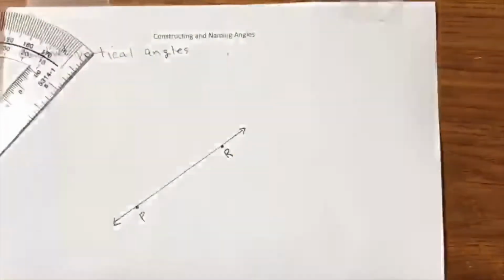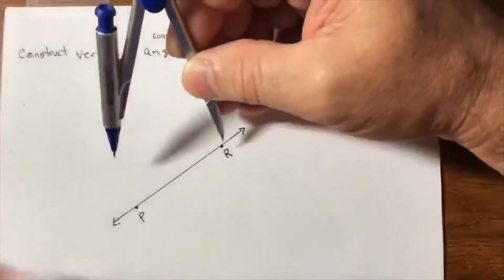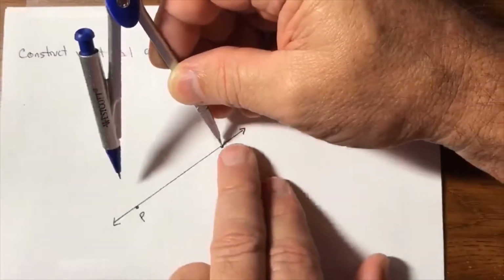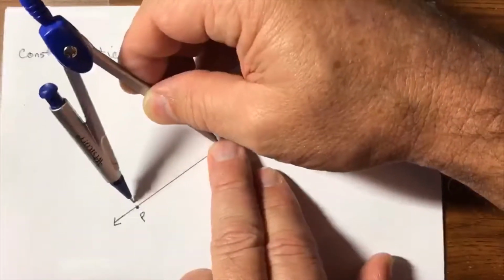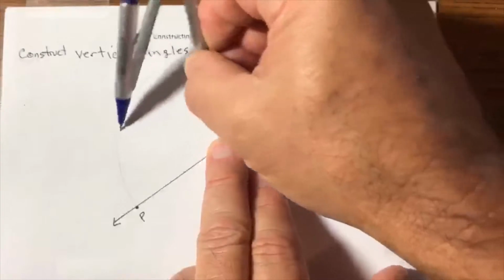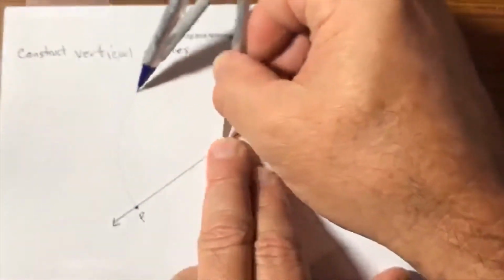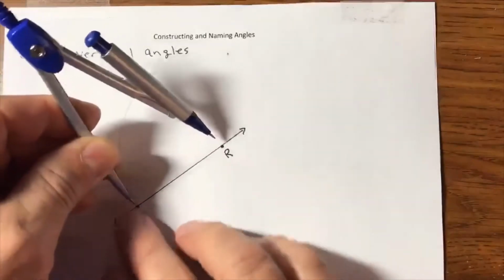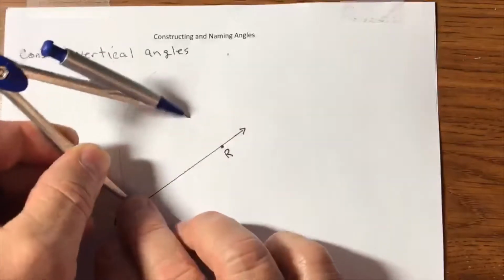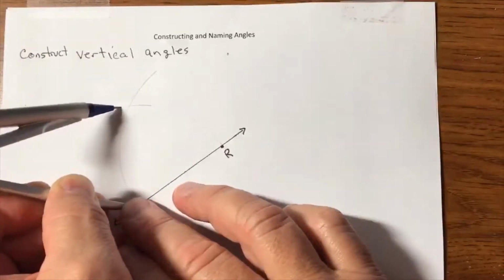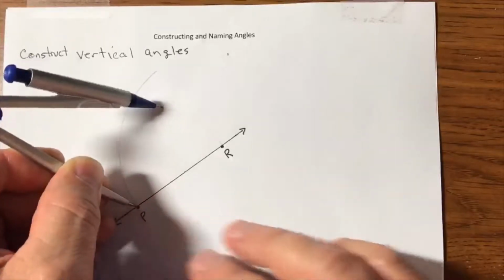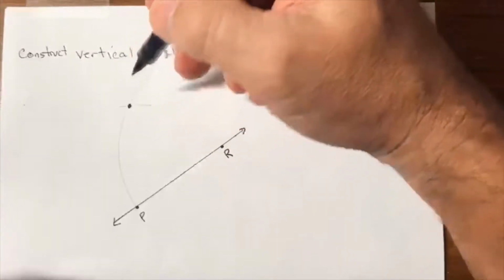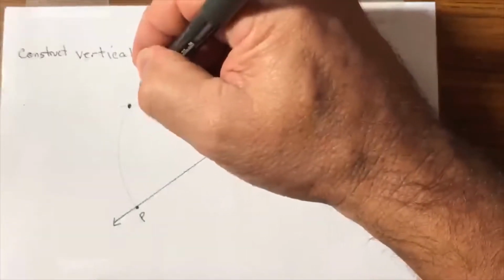Now, place your point at R and hold it. Now let's go above it, okay, from P, above it, and then do the same thing at P, right, until these arcs cross. All right, let's go ahead and place a point here. We'll call that T.